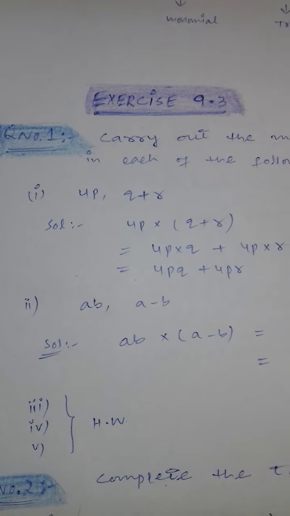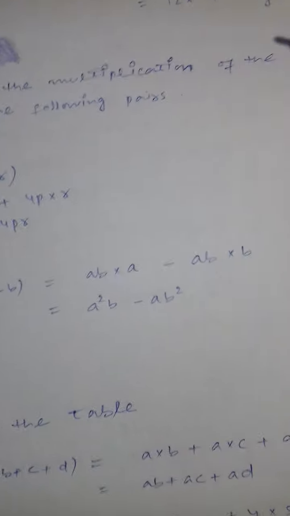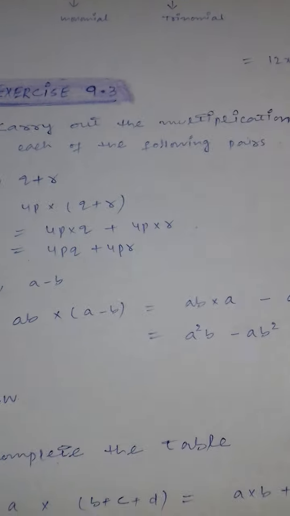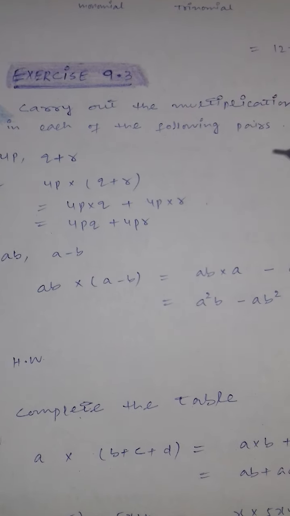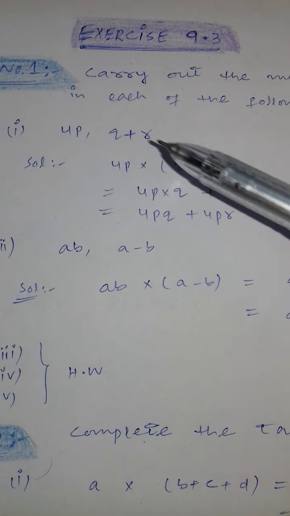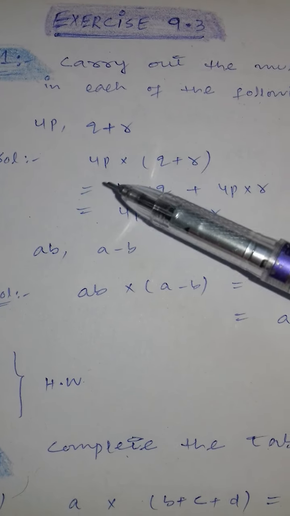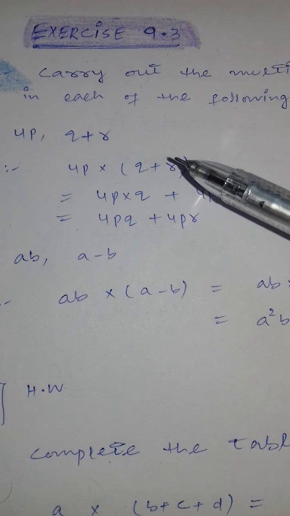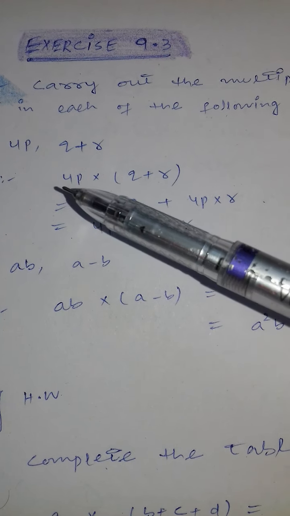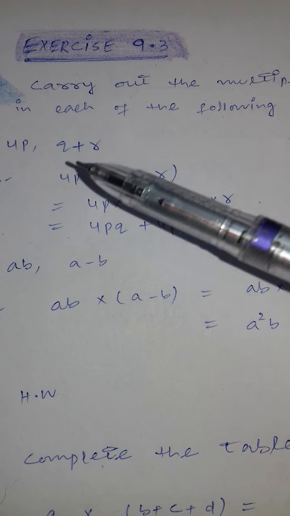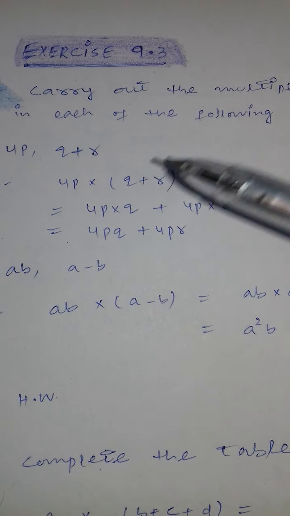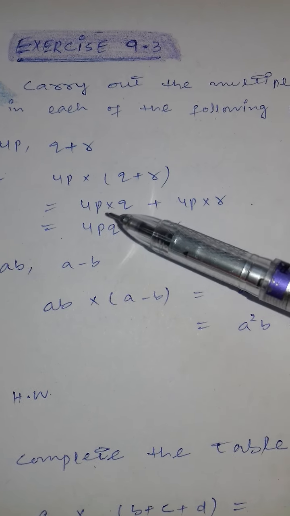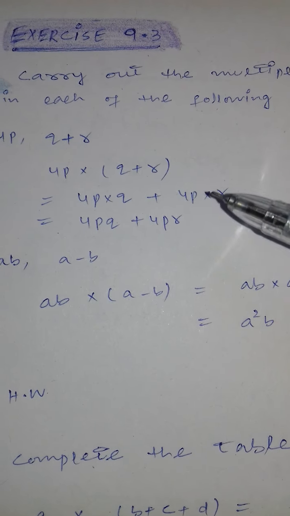Let's move to exercise 9.3. Question number 1: carry out the multiplication of the expressions. We have to multiply each of the following pairs. Just multiply 4p into q plus r. We are going to multiply a monomial with a binomial. You know the procedure: first term with first term, then first term with second term, and so on. 4p into q plus 4p into r.